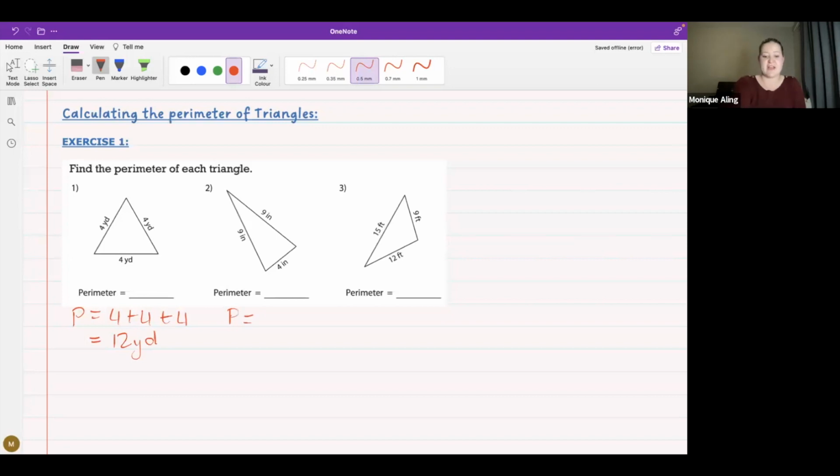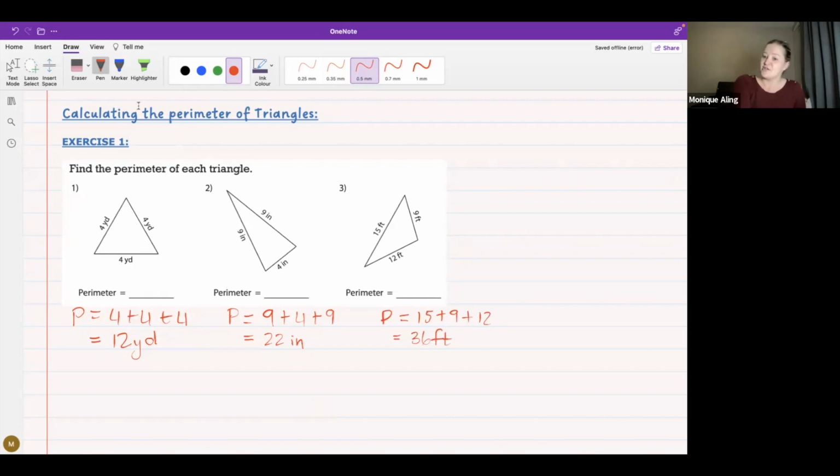Okay, perimeter of the second triangle, what did we get? Yes, the 22s have it. Good. So it is 9 plus 4 plus 9. Doesn't matter what order you put it in. Okay, and you get 22 inches. And the third triangle, we got an answer of, yes, 36. Okay, so 15 plus 9 plus 12 is 36 feet. Don't forget the units.